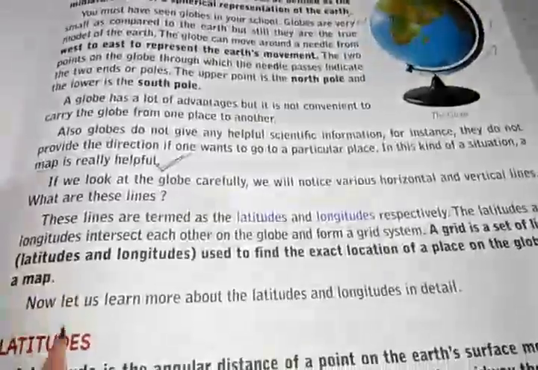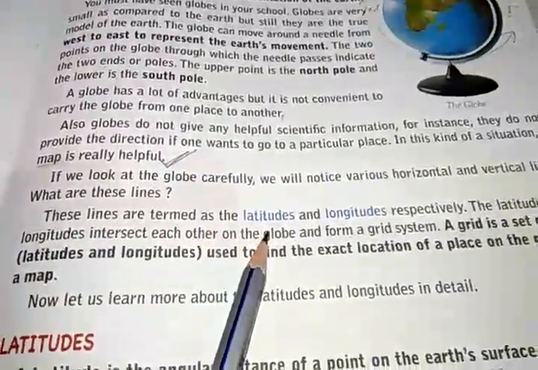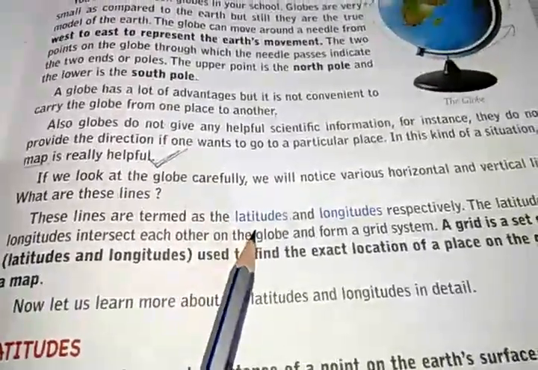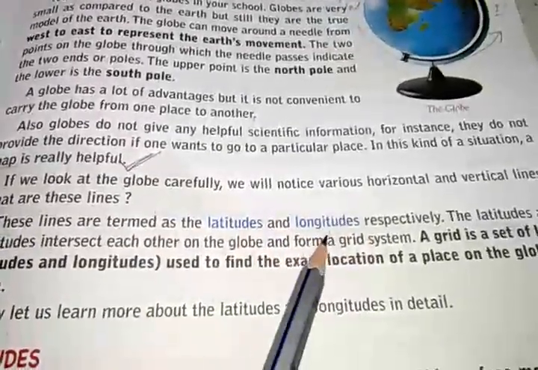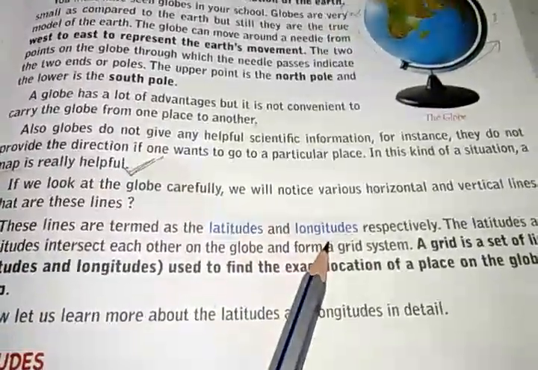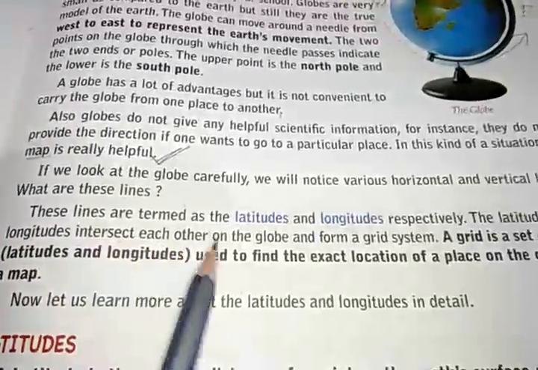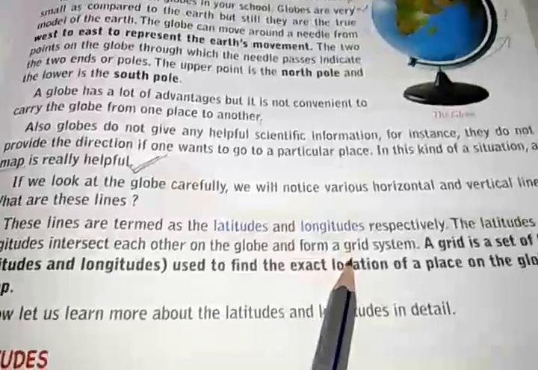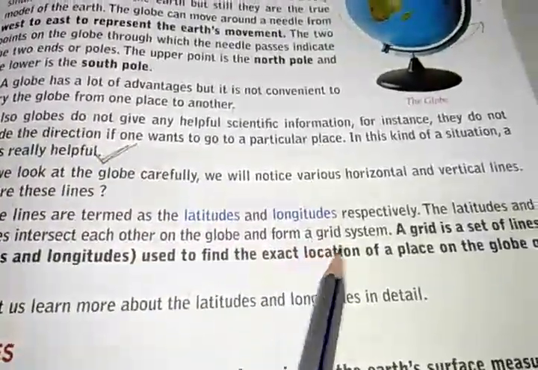These lines are termed as the latitudes. What is the other name of latitudes? Parallels. They are also known as parallels because these lines are parallel to each other. And longitudes respectively. What is the other name of longitude? Meridians. They are also known as meridians. The latitude and longitude intersect each other on the globe and form a grid system. Just now I have shown you that a number of rectangular or square boxes are made by cutting each other. So that is called the grid system.